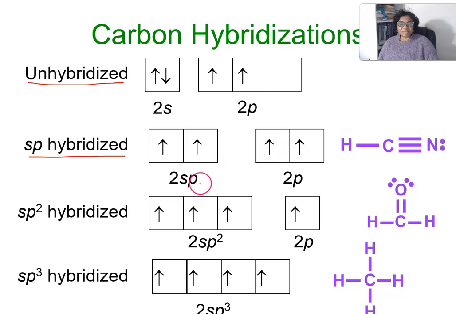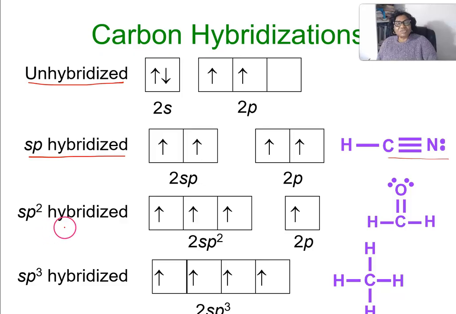So in this case, when carbon has the sp hybridization, it mixes s and just one p, and it is going to form a compound in which carbon will have a triple bond, like here. We are going to look at that.